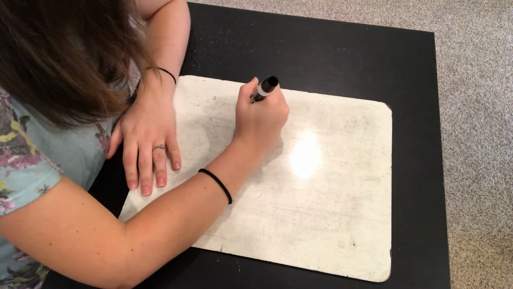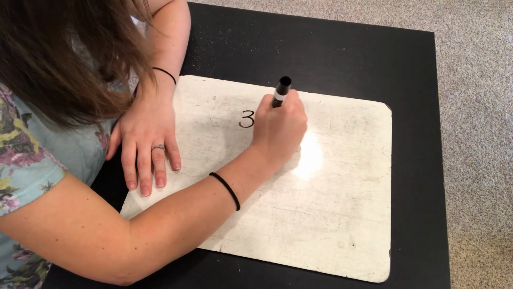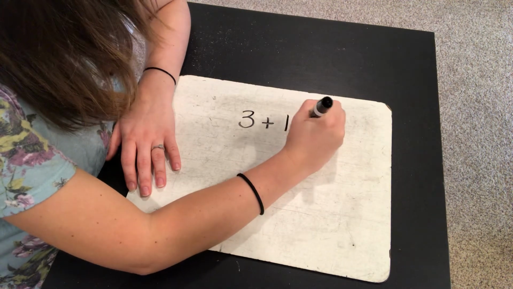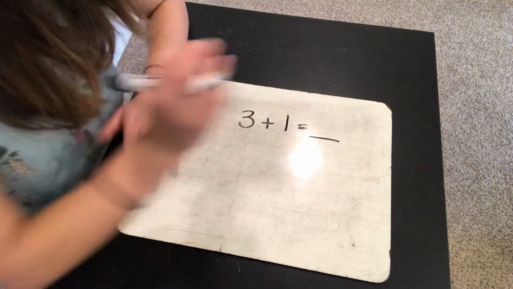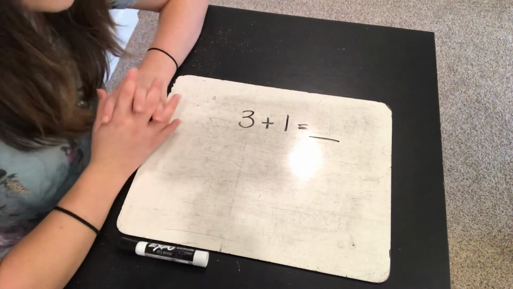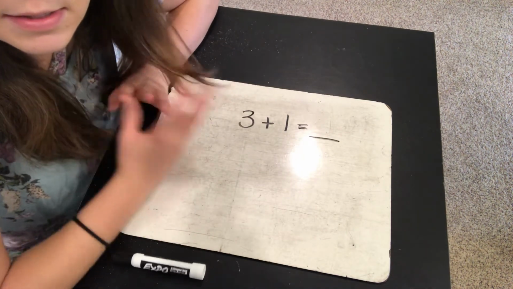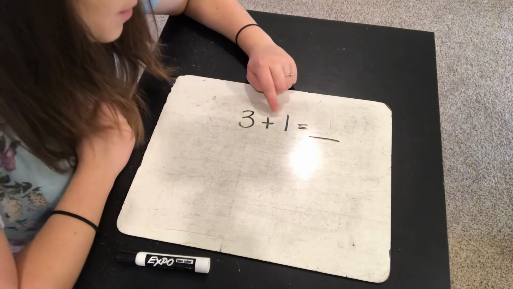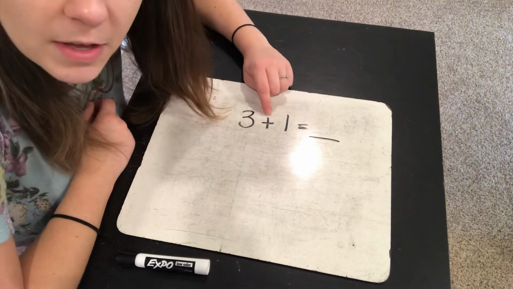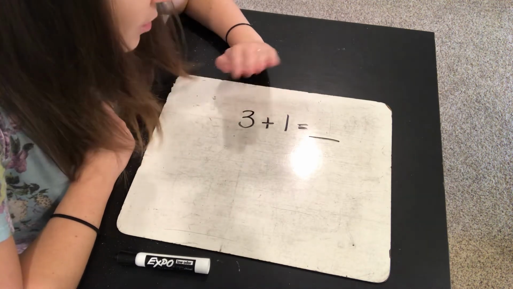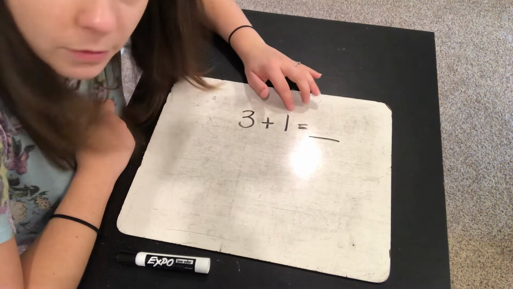So if you were given this number sentence, what story problem could you tell, or what word problem could you tell that goes along with this number sentence? I would know that my word problem has to be something where things are being added together because this is addition, and there'd have to be 3 of something and then 1 more.